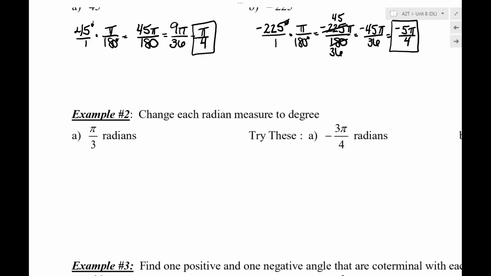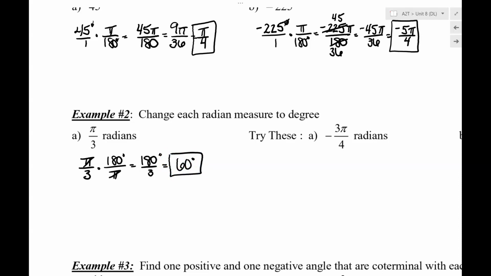We know it should be denominator of 3. What is it? Yes, it should be a 60-degree reference angle. But let's use the conversion so we can practice with that. We're going from radians to degrees. So I'm going to multiply by 180 degrees over pi. The pi's will cancel. I get 180 over 3 degrees, which we know is 60 degrees.